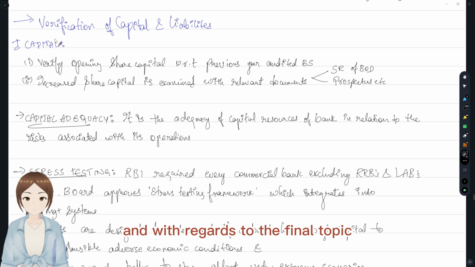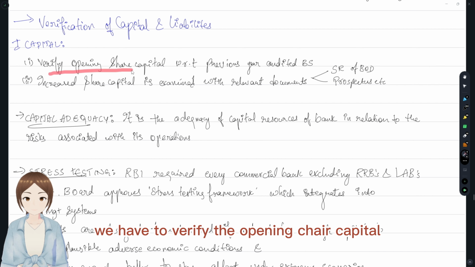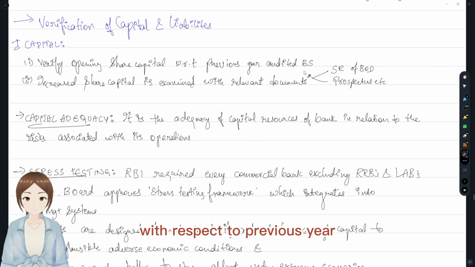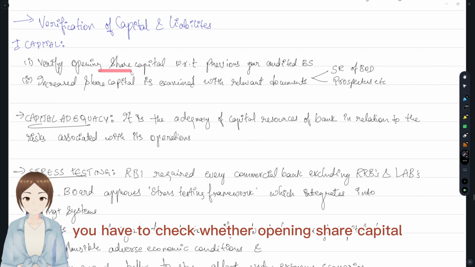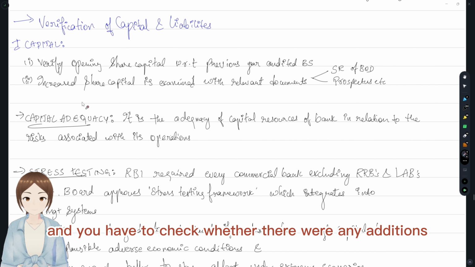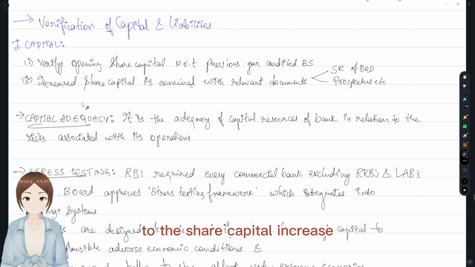And with regards to the final topic, verification of capital and liabilities. What are the things we have to check while checking the capital? We have to verify the opening share capital with respect to the previous year's audited balance sheet. That is, the previous year's closing balance should be the opening balance. You have to check whether the opening share capital was taken correctly or not, and whether there were any additions to the share capital.